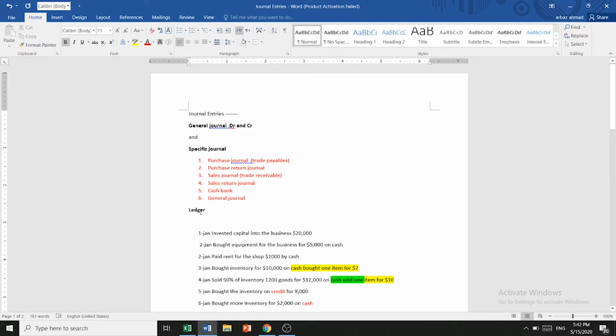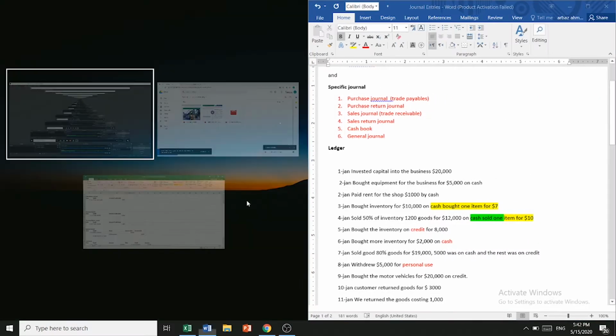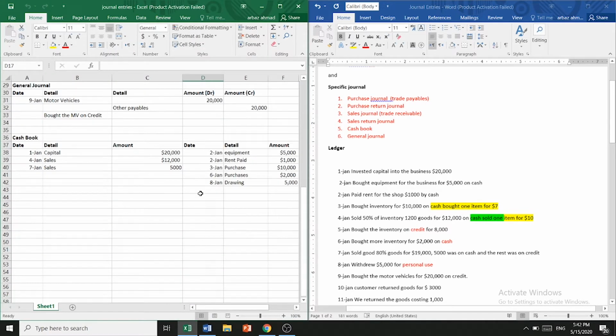So in this tutorial we are going to look at how we are going to post the entries into ledger, and more specifically from specific journal. Okay, because the way we post the entries from journal and specific journal is a bit different. Okay, so let's continue and have a look on the same examples and post them into ledger.